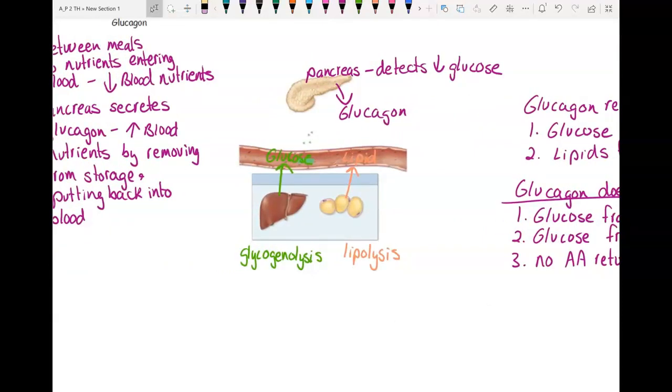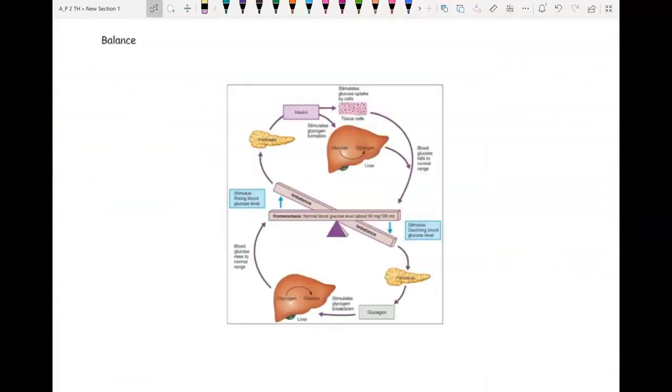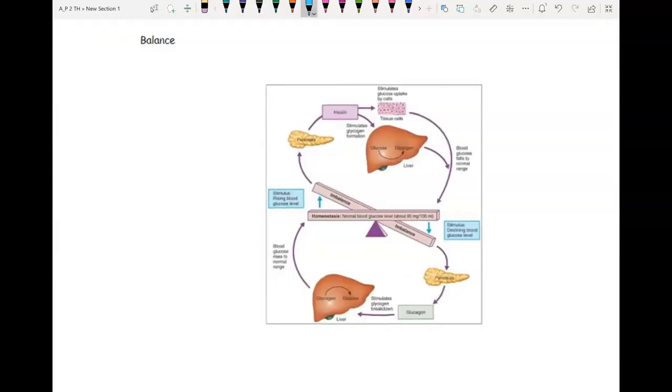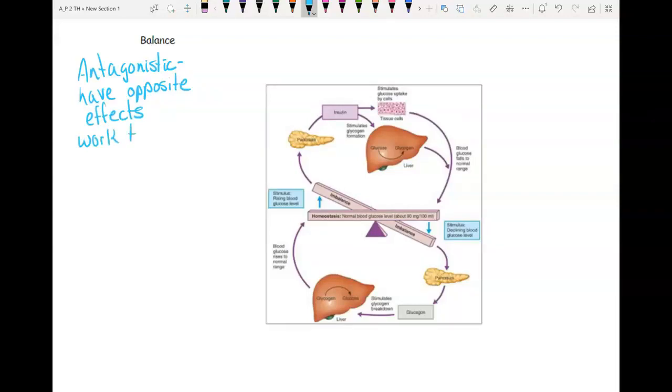So insulin and glucagon are opposite of each other. They are antagonistic hormones. And between them, they keep a balance of your blood nutrient levels. So insulin and glucagon are antagonistic. This means they have opposite effects. But they work together to maintain homeostasis.